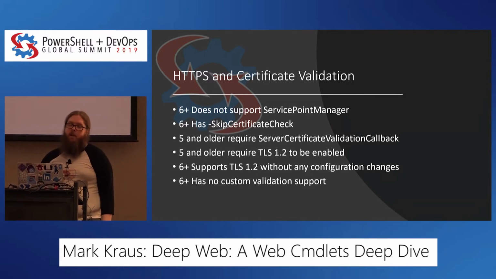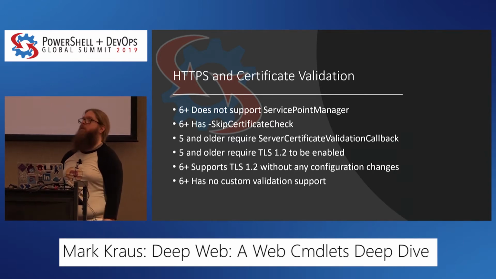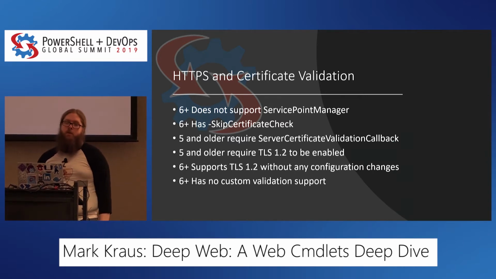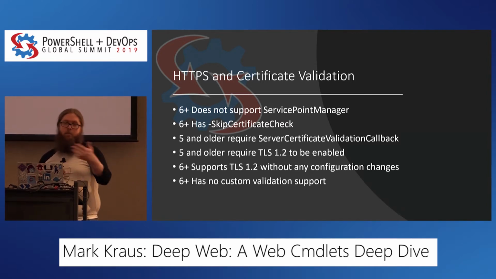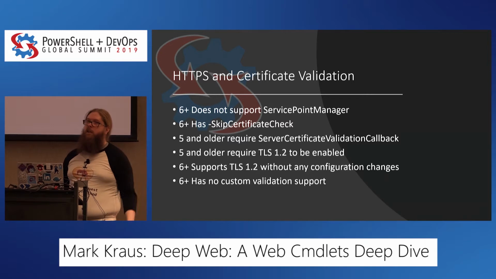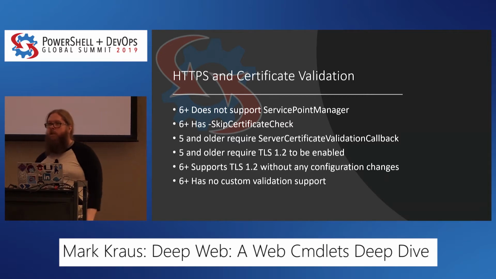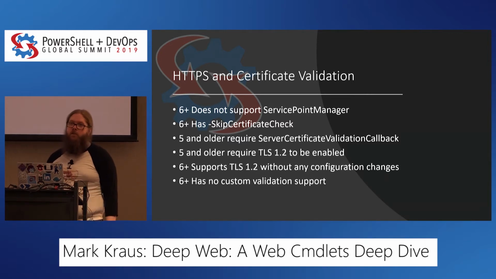So what has been added is -SkipCertificateCheck. In PowerShell Core, starting with 6.0, instead of having to go through some convoluted process with ServicePointManager, you can just pass in a parameter, -SkipCertificateCheck. And now you can access your unsafe internal dev-only APIs that you're definitely not having in production.